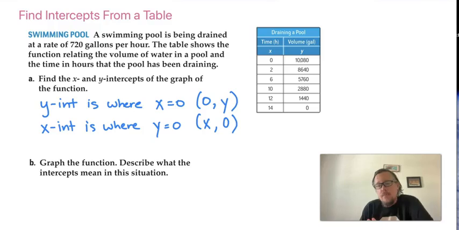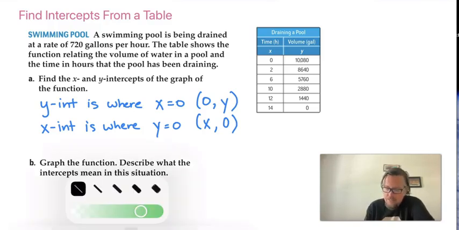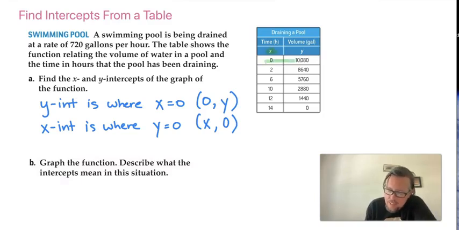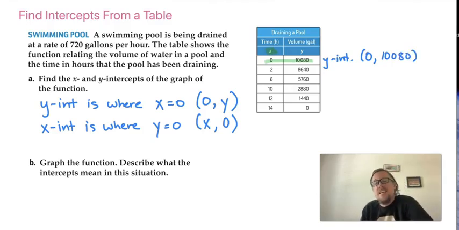And if we look at our table, it is very helpful for finding the x and y intercepts. Here's our x column, and here is the spot where x equals 0. That very first row in our table is 0, 10,880. That is our y-intercept. It's the spot where x equals 0. The y-intercept is 0, 10,080. I think I said 880. That's not right. It's 10,080.